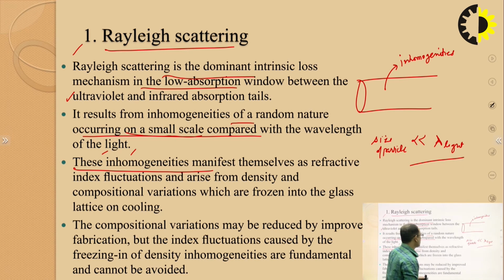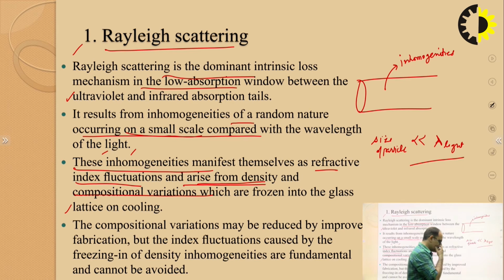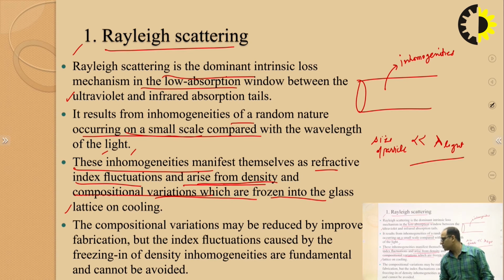present inside the optical fiber cable contributes to the refractive index fluctuation, and this also arises from the density and the compositional variation which are frozen into the glass lattice on cooling. Means this inhomogeneity contributes to the refractive index fluctuation, and can also arise due to the density and compositional variation which are frozen into the glass lattice on cooling.